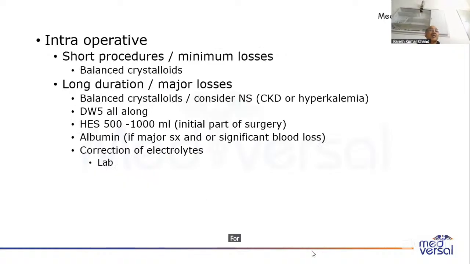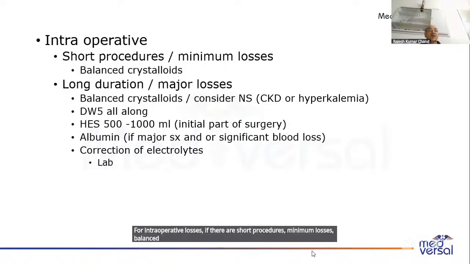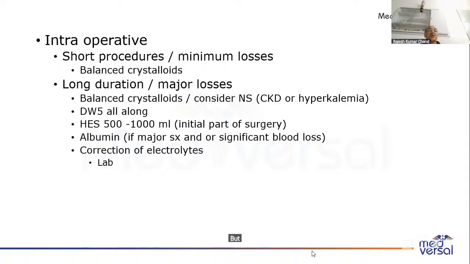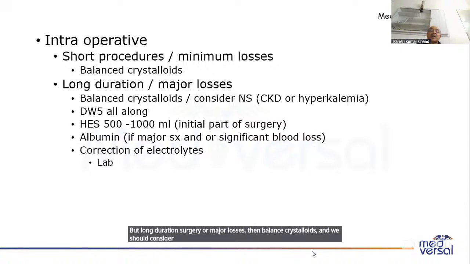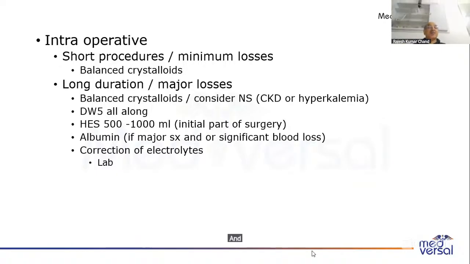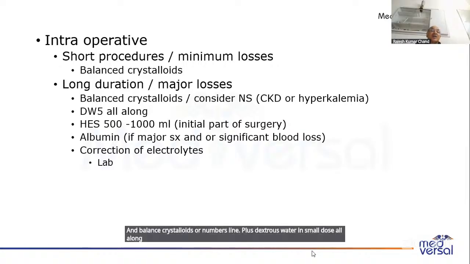For intraoperative losses, if there are short procedures with minimum losses, balanced crystalloid solutions are good enough. But for long duration surgery or major losses, use balanced crystalloids, and we should consider normal saline if the patient has chronic kidney disease or hyperkalemia. And balanced crystalloids or normal saline plus dextrose water in small dose all along. This is to meet some small glucose requirement and to suppress catabolism.